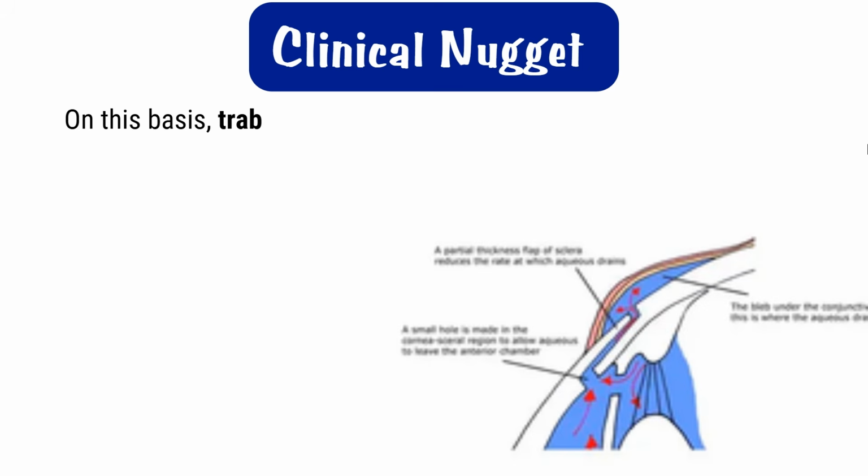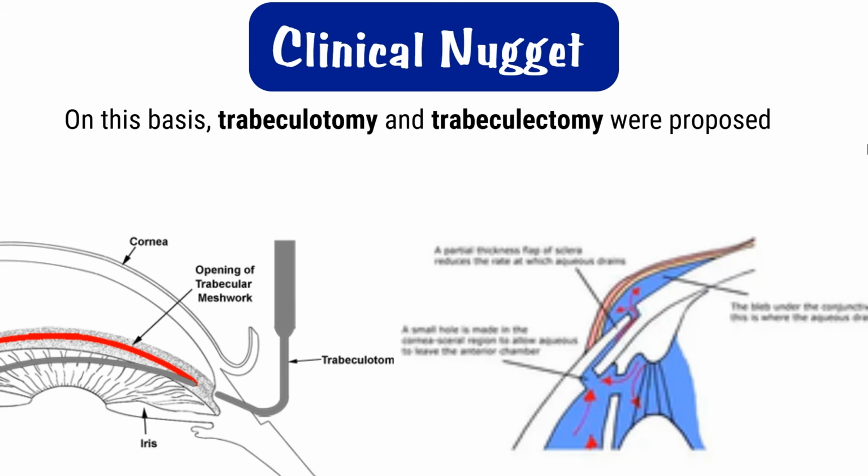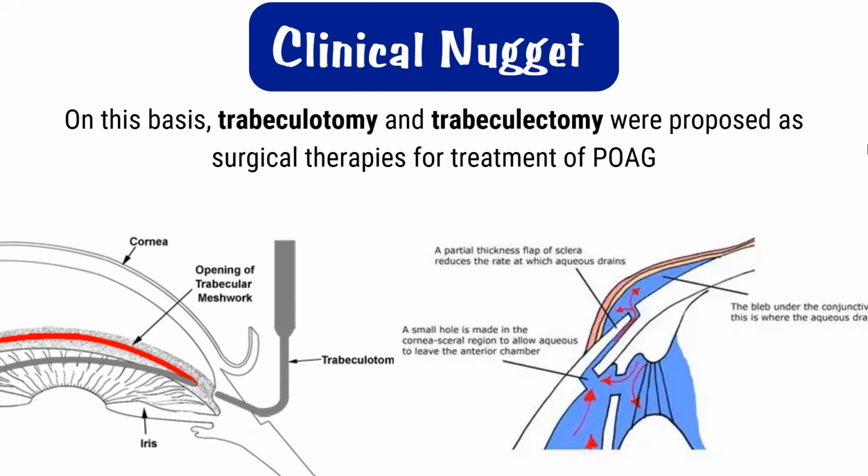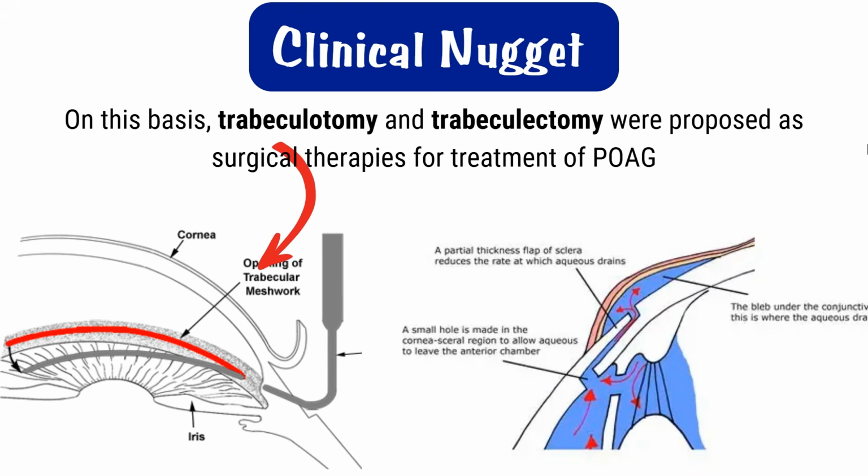Now here's a clinical nugget. Since it's known that the major seat of resistance in the outflow pathway is the trabecular meshwork, the juxtacanalicular trabecular meshwork and the inner wall of Schlemm's canal, these areas are targeted in surgeries in order to improve the outflow facility in primary open angle glaucoma. So we have trabeculotomy and trabeculectomy. In trabeculotomy, we basically open up the trabecular meshwork itself. As you can see, the red line indicates that it has been cut, so that you are basically improving the existing pathway of drainage.